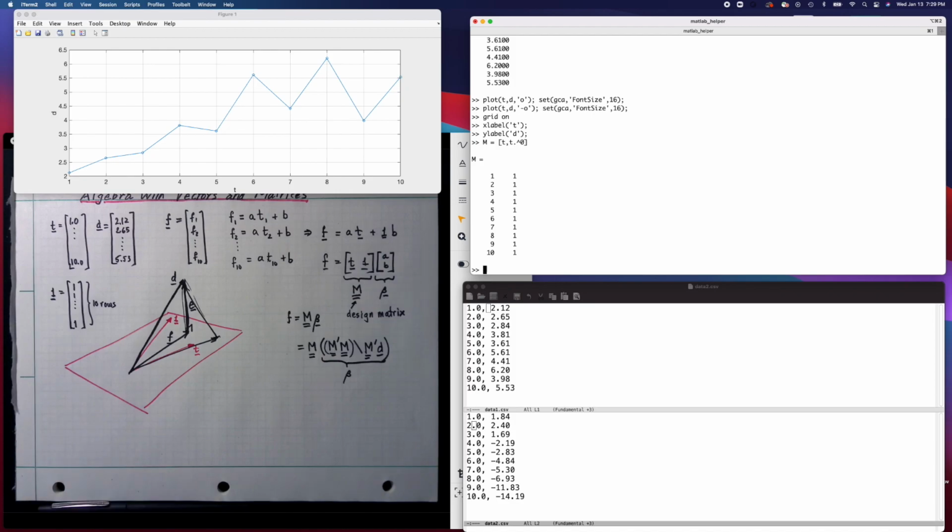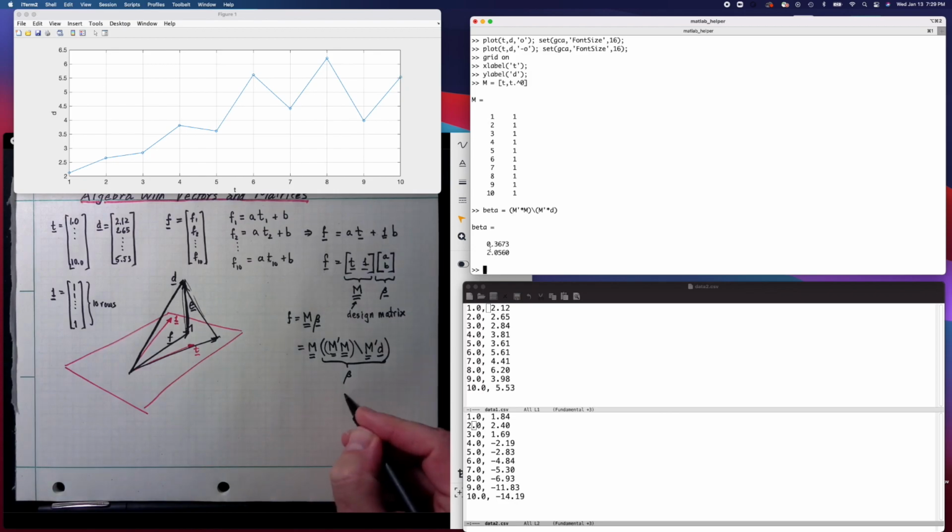Okay, so we can compute beta. So beta is equal to M prime star M backslash M prime star D. And boom, that's all there is to it. We have our two parameters, so that was very easy. The estimate for beta, for this problem, is a and b. We find a is 0.3673, and for b we get 2.0560.